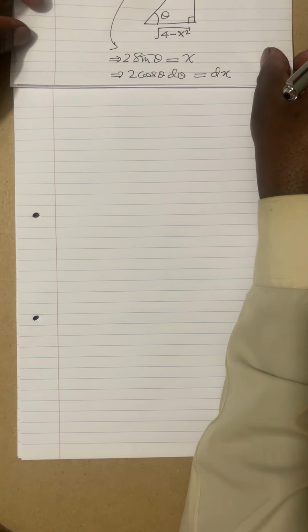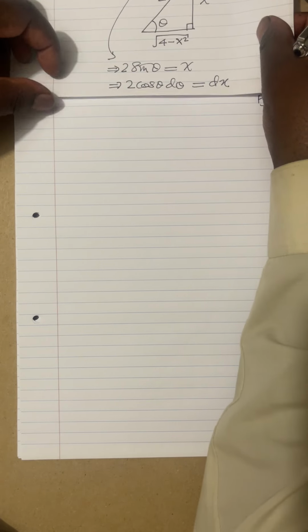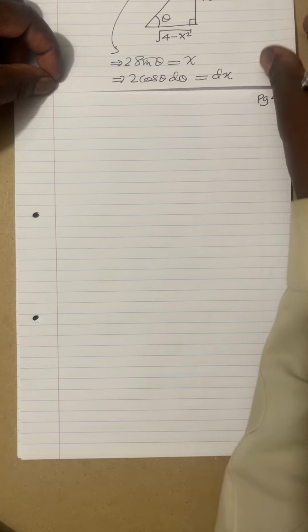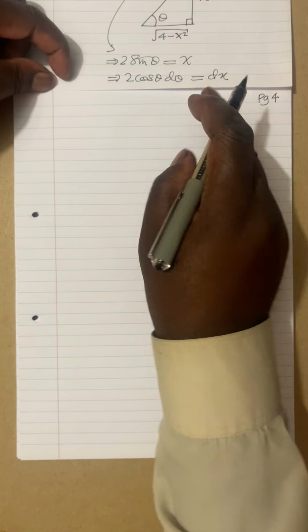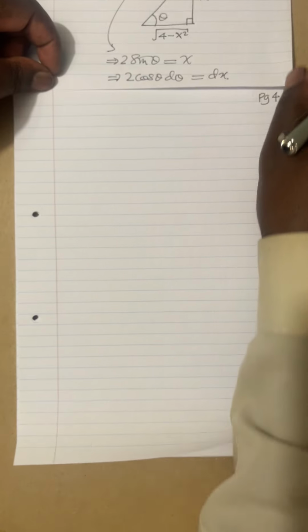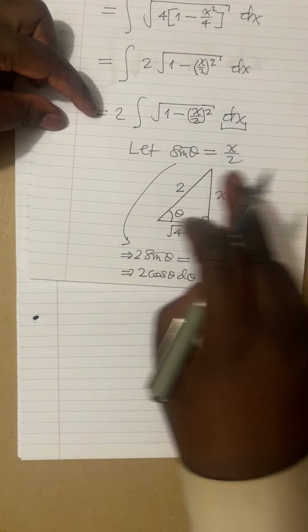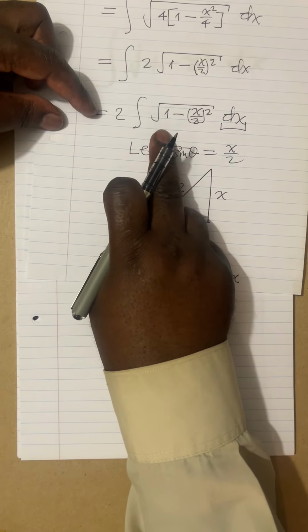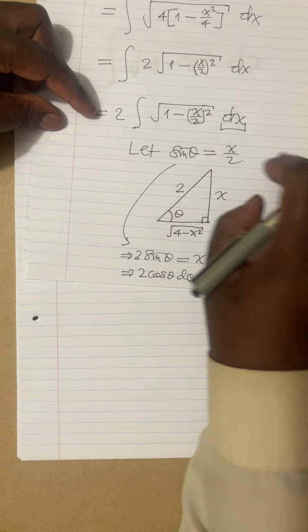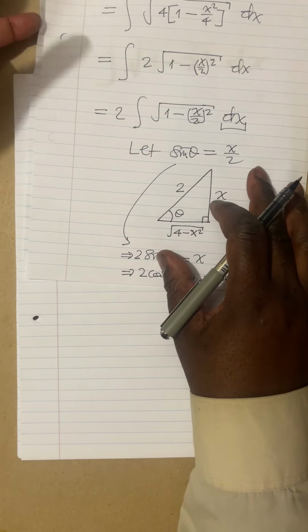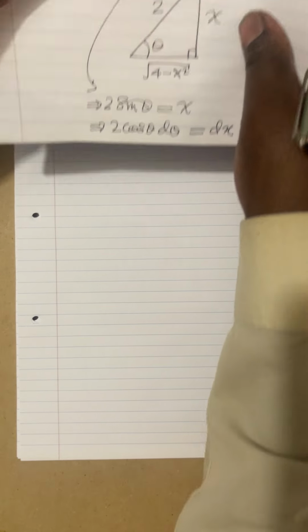Right. So let's move on to page number 4 now. Yeah, page 4. There you go. So now, like I said, we're going back into our integral. Which integral are we talking about? This one here. 2, the integral of square root of 1 minus x over 2 all squared, and then dx. We're changing that. Obviously, the 2 outside must remain there.